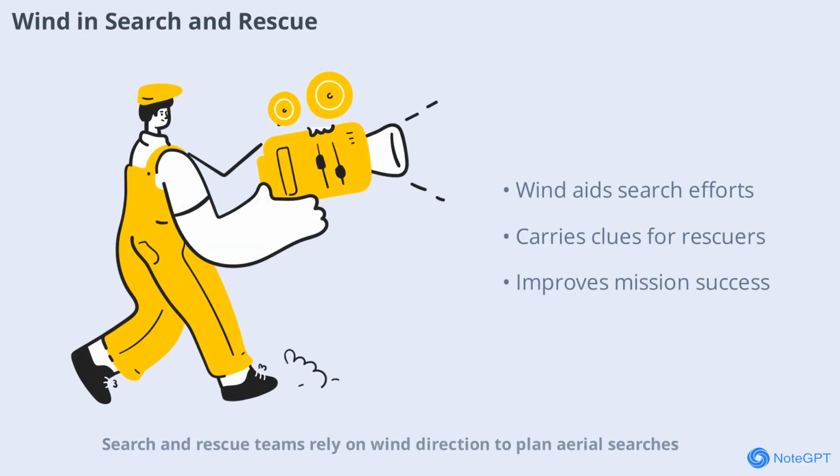Search and rescue teams rely on wind direction to plan aerial searches, drop supplies, and predict the movement of missing persons or objects. Wind can carry scents, sounds, or debris, providing clues for rescuers. Accurate wind data increases the chances of a successful mission and saves lives. Next, we'll discuss how wind direction is important for environmental monitoring and disaster response.